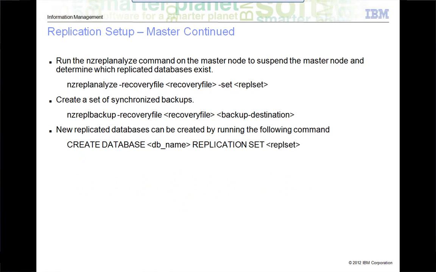And the next step, now that you have added these databases to the replication set, you can use the nzrepl analyze command to see what all needs to be backed up on the master node and restored on the subordinate node. You can run the nzrepl analyze command using the recovery file flag. It creates a recovery file that has information about what needs to be backed up, and you will pass that recovery file to the nzrepl backup command. So you do nzrepl backup minus recovery file, that recovery file created earlier, and you can give a backup destination. That backup destination can be anything.